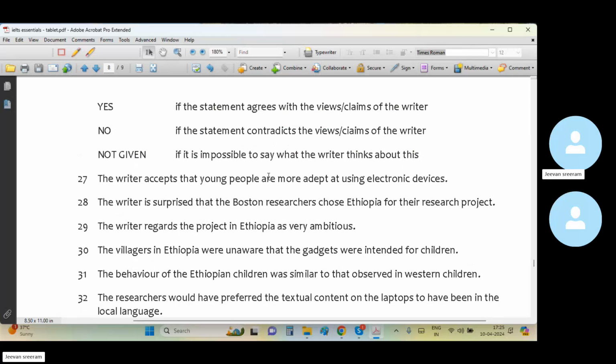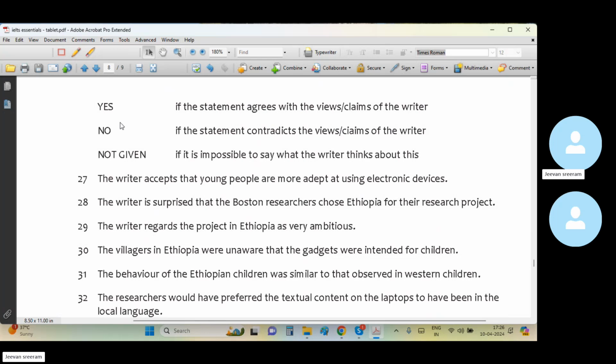Please observe there is a slight difference between true, false, not given and yes, no, not given, right? Where the approach is same. The approach is absolutely same. What's the approach? If the statement really has supporting information given in the passage, you have to go true or yes. True, false, not given questions are generally based on some factual information given in the passage by the author. But yes, no, not given questions are mostly based on the author's opinions.